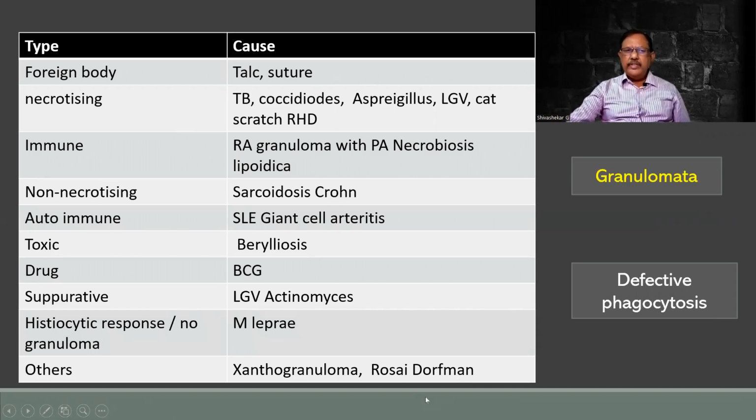You all know these conditions. But then it can be a foreign body, it can be necrotizing, it can be immune, it can be autoimmune, it can be non-necrotizing, as in the case of sarcoidosis or Crohn, toxic berylliosis, drug BCG, suppurative in the case of LGV, and histiocytic Mycobacterium leprae. Others are xanthogranuloma and Rosai-Dorfman. So this is a very beautiful one. What happens is the granuloma itself, they say, is a defect in phagocytosis, a defect in the function. So these things we will have in mind.